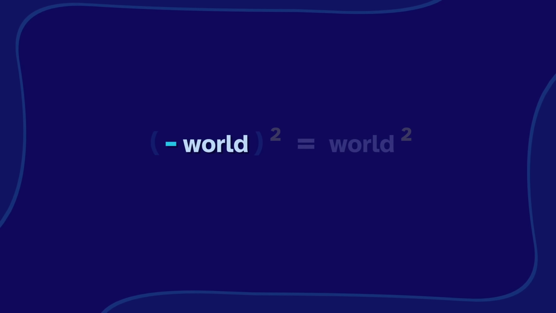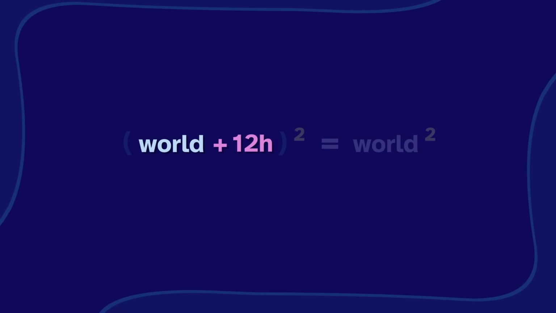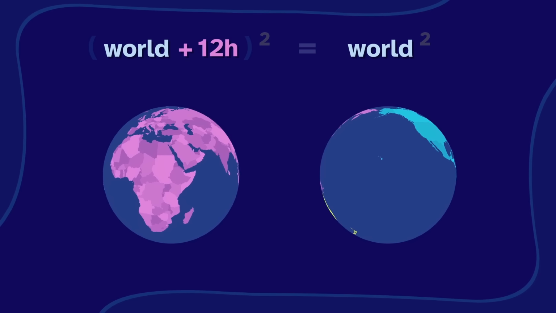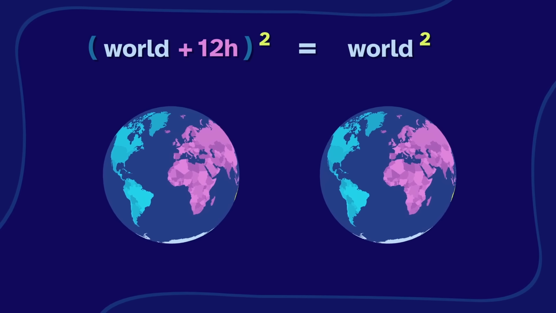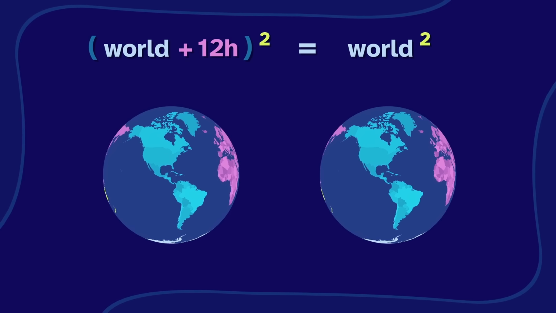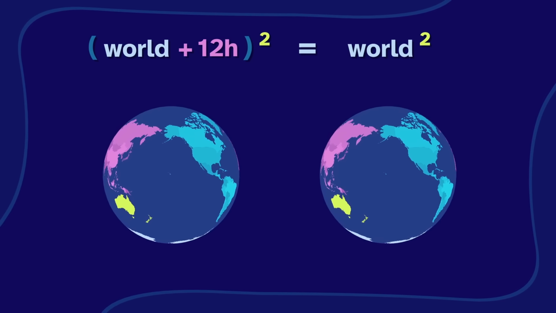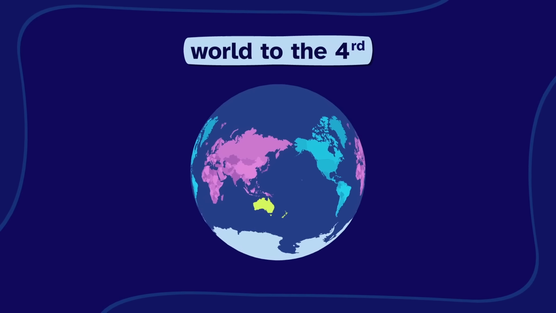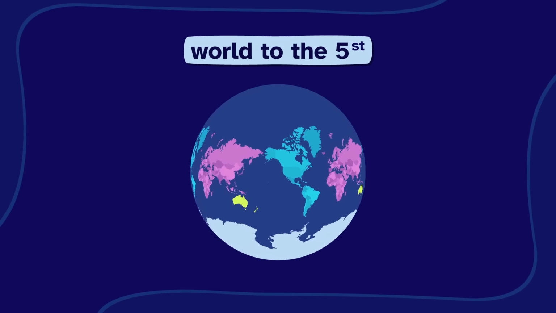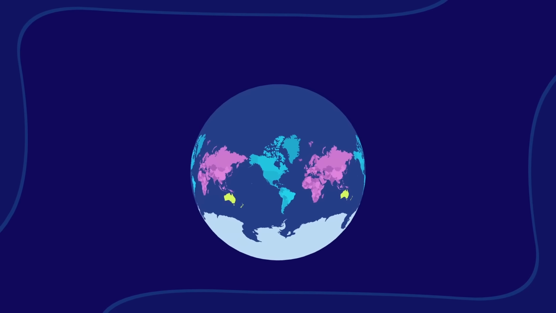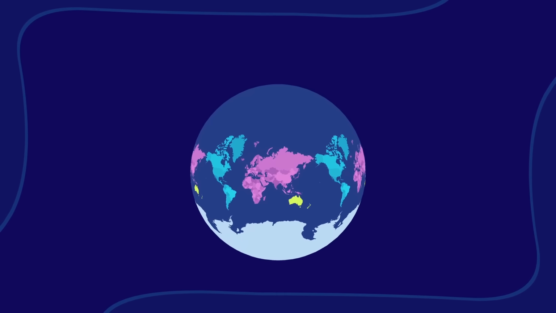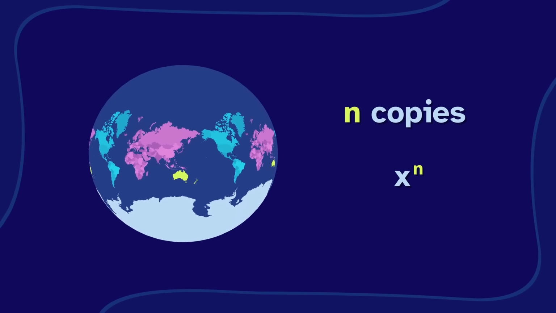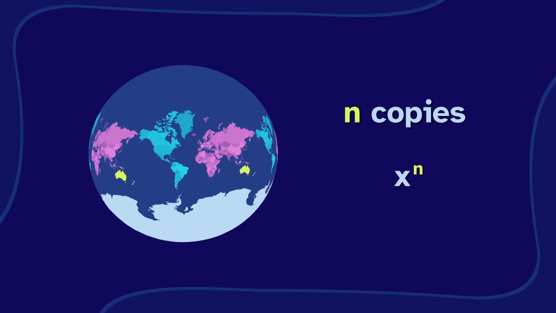And the negative world is just world plus 12 hours. These are rotated versions of each other. And since they have the same square, that square must be a rotated version of itself. It must have duplicates. This idea continues with world to the third, and world to the fourth, and world to the fifth. We get more and more mini copies around the equator, while aunt and uncle take over the poles. In general, there are n copies of everything when we use x to the nth.